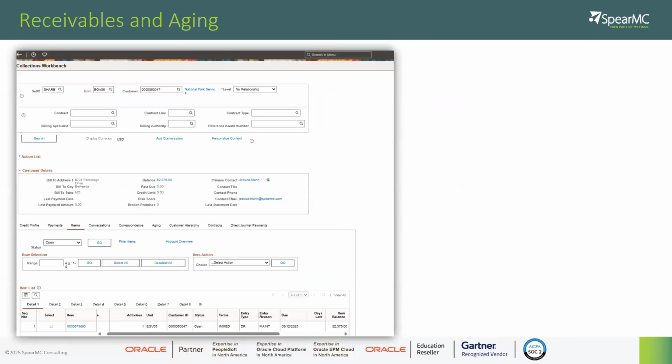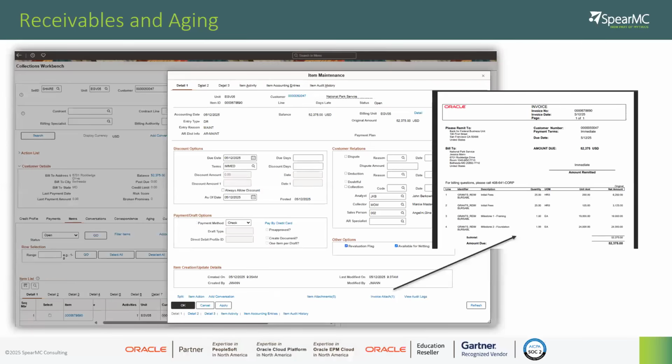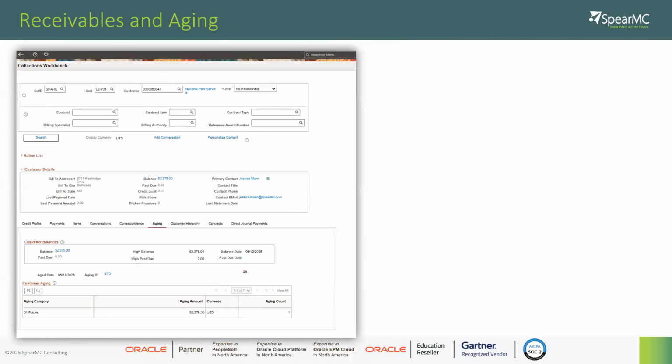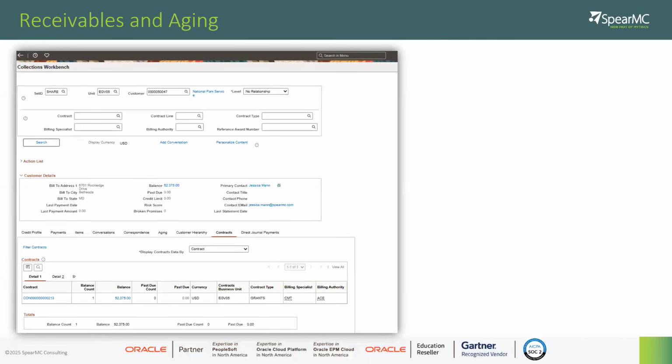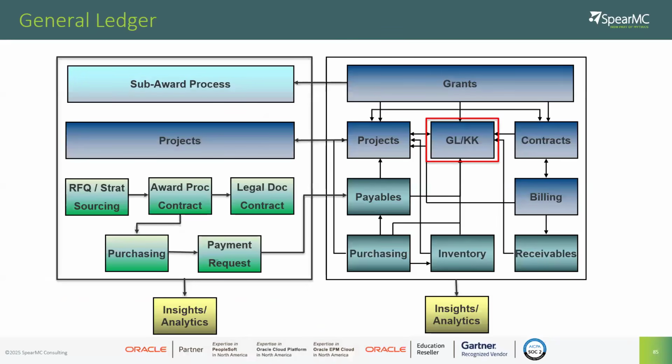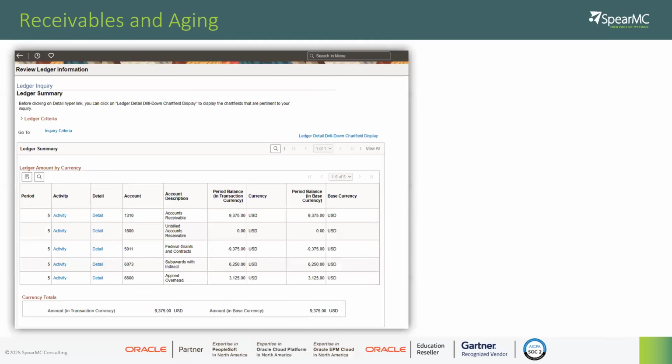So I'm over in AR, and I can go into the collections workbench and really get a feel for what is outstanding for my customer. I can see my outstanding items. In this case, because I used an XML Publisher invoice, I can click and see that invoice attachment, which is the PDF. I can create conversations. I can view my aging. I can even see contract information. What's my balance? And then, of course, all of these entries are loaded over into the GL, and you can review in the ledger inquiry my balance for the period or life to date.